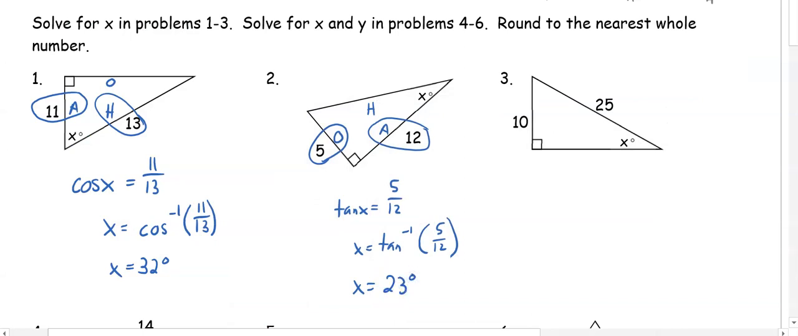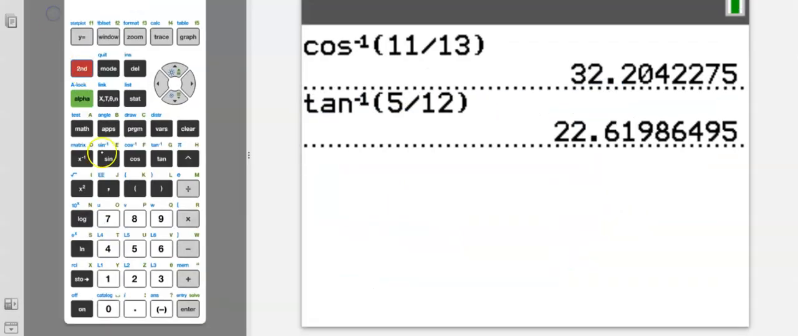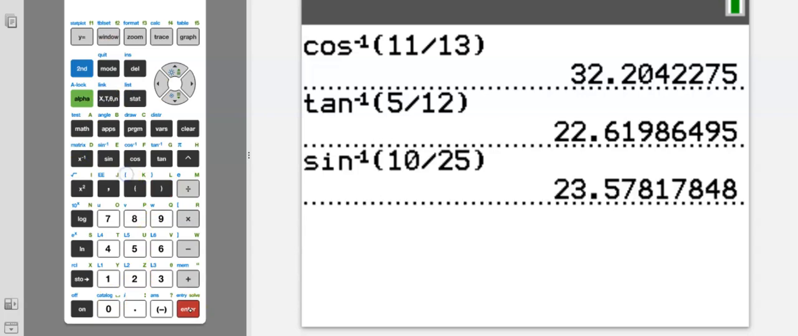In number three, we have the angle X. So we have opposite, adjacent, hypotenuse. This time we know the opposite and the hypotenuse, so we are using sine. So the sine of X equals 10 over 25. X equals the sine inverse of 10 divided by 25. So we hit second sine inverse, 10 divided by 25. And this would round to 24 degrees.